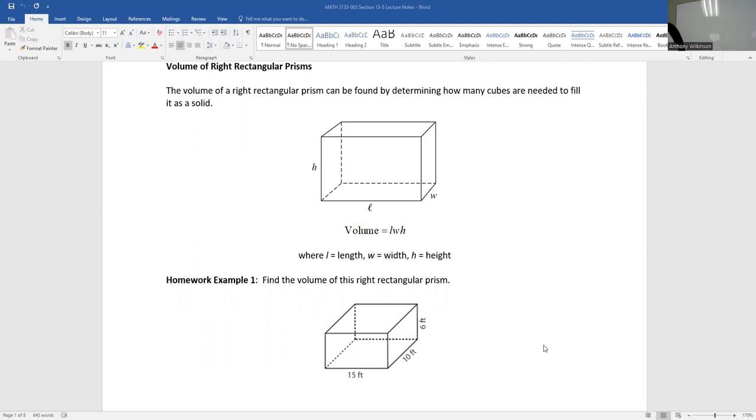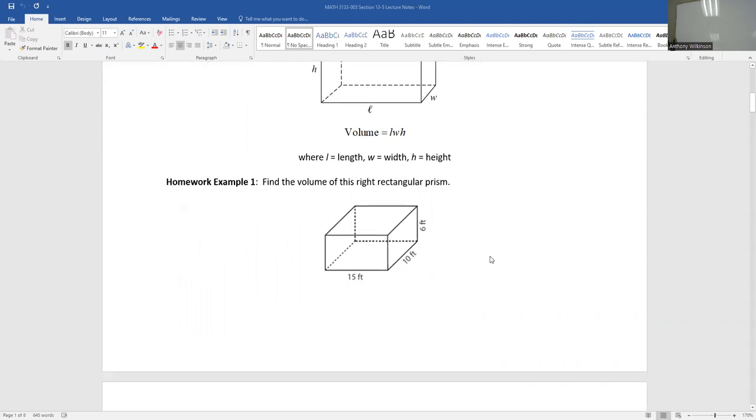Here we have a rectangular prism, and it does have what they call a length, a width, and a height. So the formula for finding the volume of any right rectangular prism would be just to multiply the length, the width, and the height. And you'll get your answer in cubic units, just like in this first example. Here we have a right rectangular prism where the length is 15 feet, the width is 10 feet, and the height is 6 feet. So here we just find the volume of that rectangular prism.